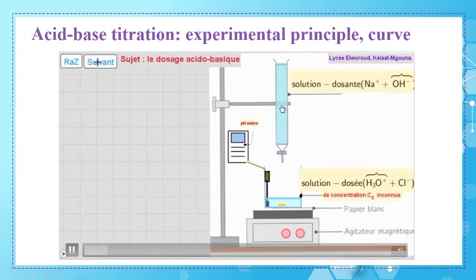Here we have the base in the burette and the acid in the beaker. Look, we have started to add 1 drop, let's say, or 1 milliliter of the NaOH solution, which is a base, over an acid. Now, the initial pH here would be less than 7 because there is an acid in the beaker. So let's wait to show the curve.